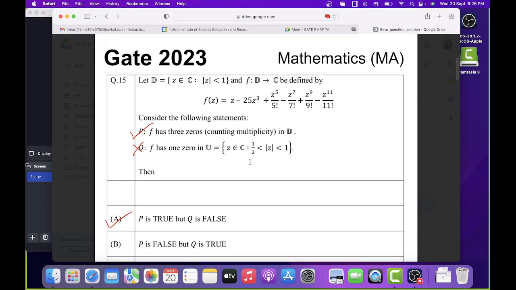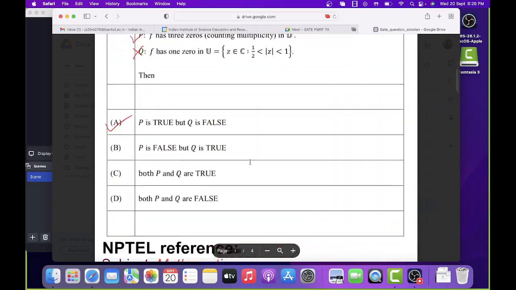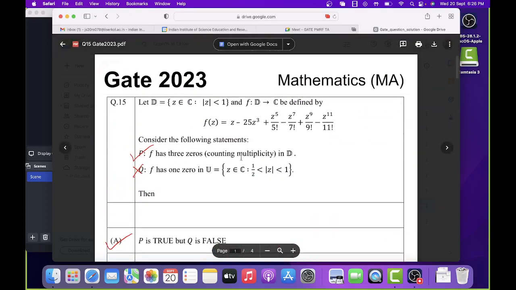Now I have to check the next one. This is saying that on the annulus from half to 1, there is 1 zero. So what is the strategy for solving this one? In the unit disk, we have shown that there are 3 zeros. If we can show that inside the disk of radius half all the zeros are also there, then in this annulus there will be no zero, right? So we'll show that one.